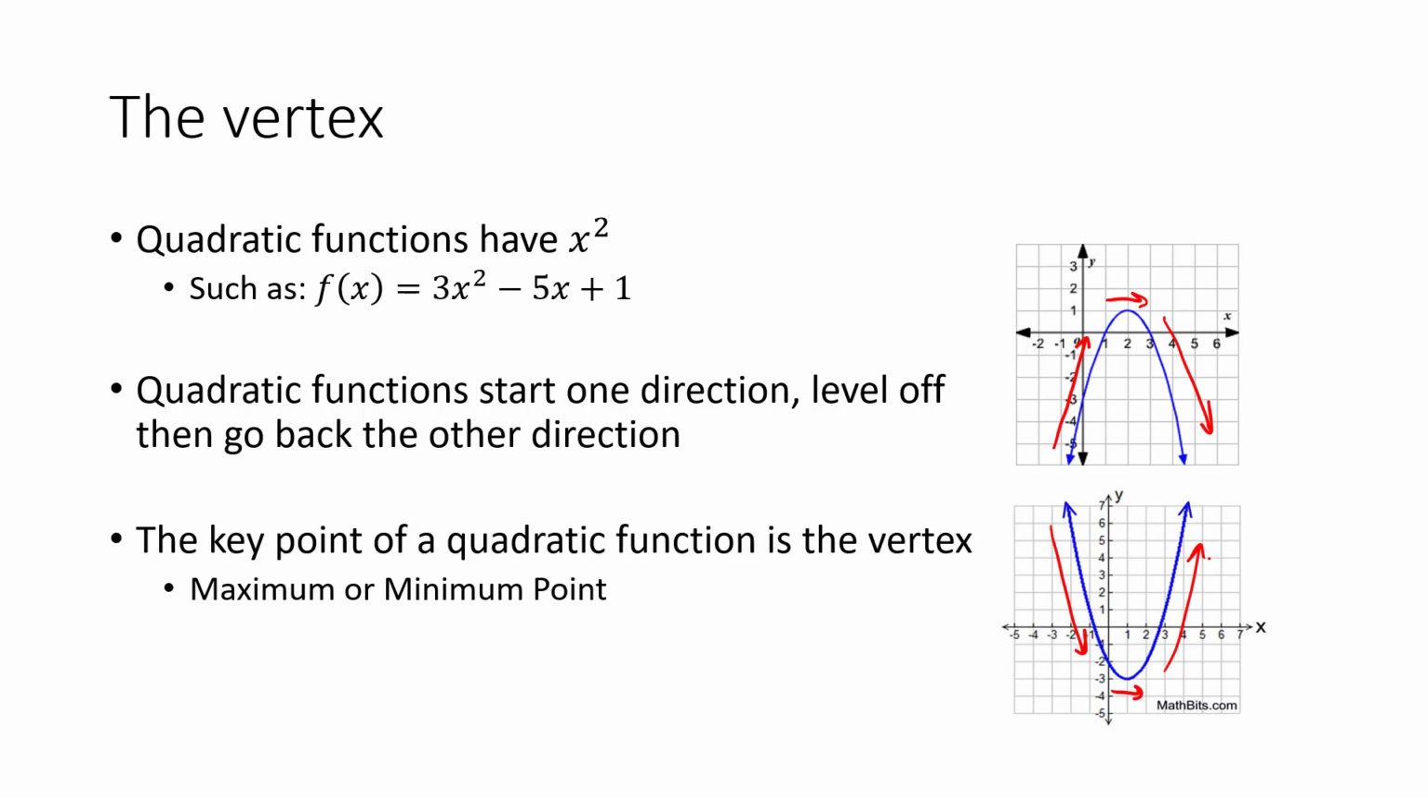And the most important point on the quadratic function is the vertex. The vertex is either the maximum point, if it's a graph that starts going up and then turns down, or the minimum point. But basically, it's that point where the graph changes direction. So today we're going to see if we can find the vertex of various quadratic functions.